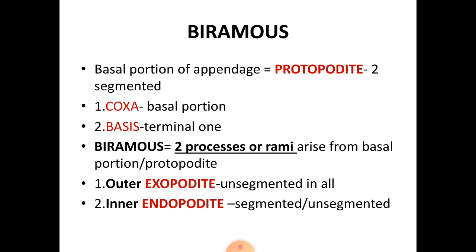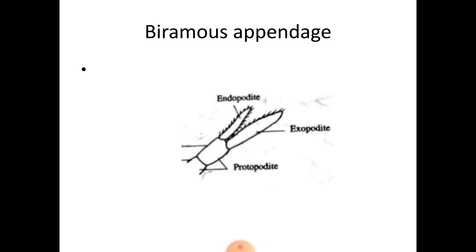So a typical biramous appendage contains a basal two-segmented protopodite and two branches or two rami. Rami means branches, so two branches. And the exopodite is unsegmented in all the appendages, whereas the endopodite is segmented or unsegmented. This is a typical biramous appendage.